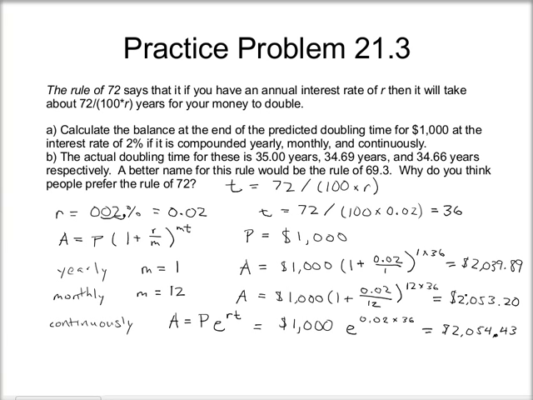Why do you think people prefer the rule of 72? Well, the doubling time is going to vary a little bit depending on the interest rate and the compounding period. Also, the rule of 72 is a lot easier to remember than 69.3. And as a rule of thumb, we saw that it's close enough to give us a good estimate of the doubling time, even if it isn't exact.